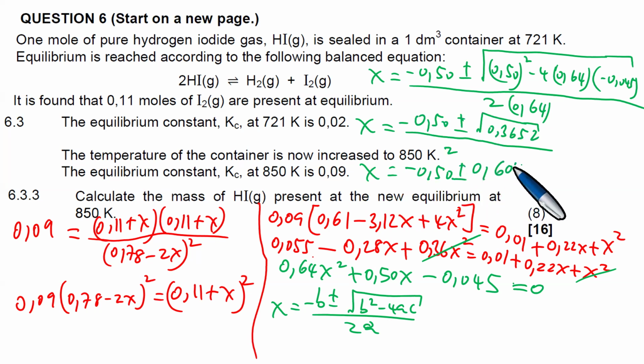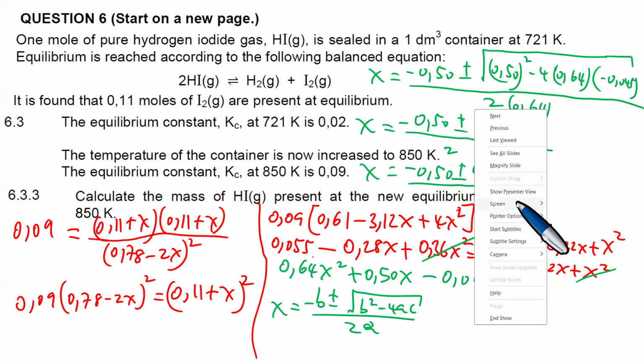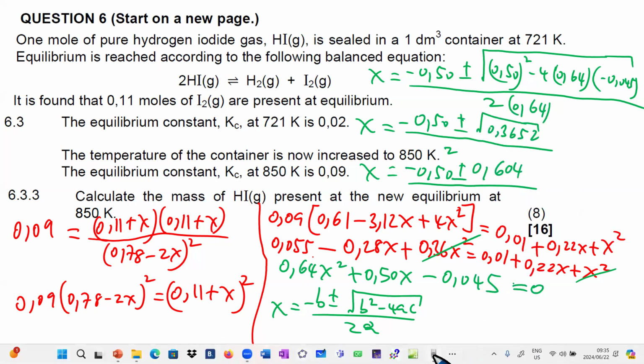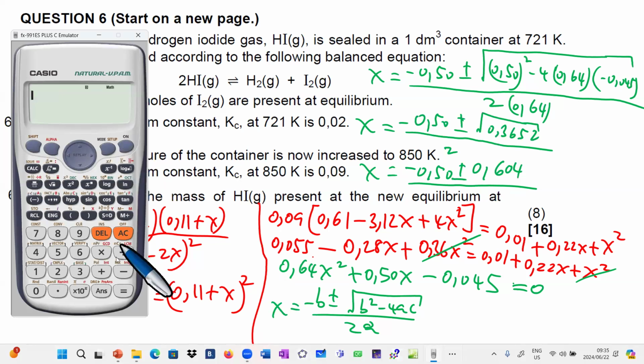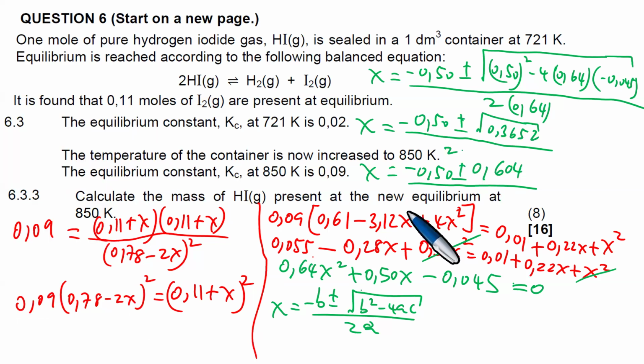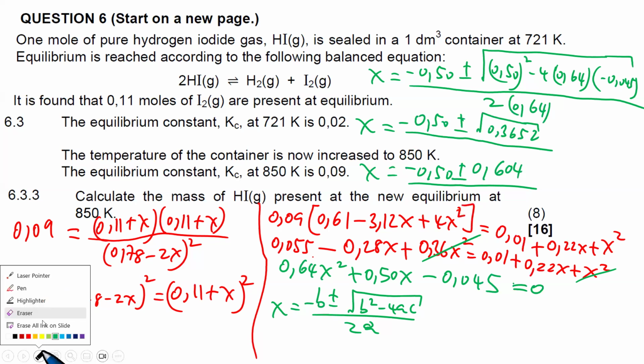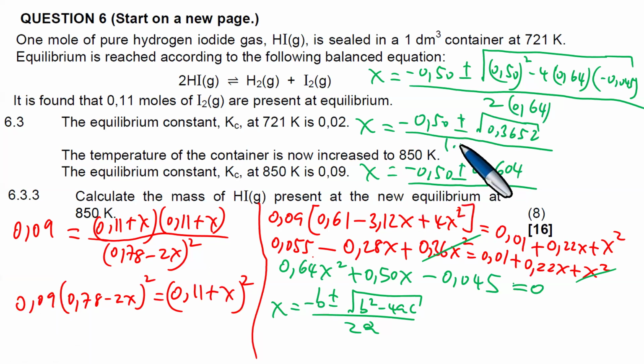0.604. You divide by, okay, it's not just two here. It is 2 times 0.64. See, you're spending lots of time doing algebra. 2 times 0.64, which is 1.28 in the denominator. So this one is going to be exactly 1.28, and 1.28 also here.